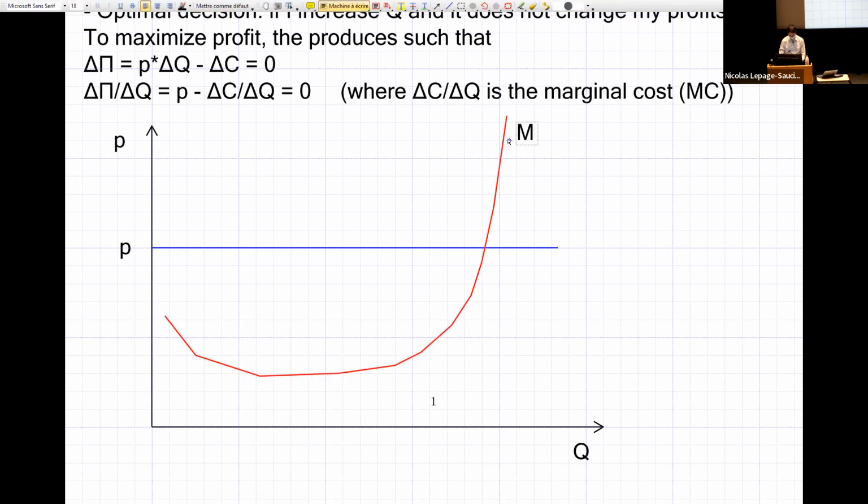This would be the marginal cost. And so what do I have here? I have price, marginal cost, and what did I say? The optimal decision. Oh, I didn't even write it.